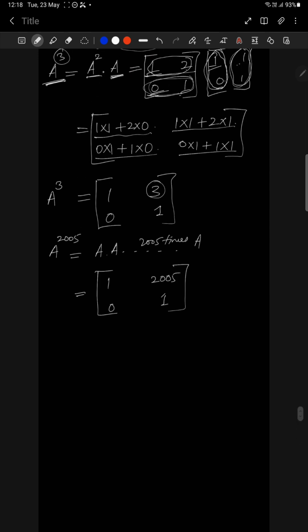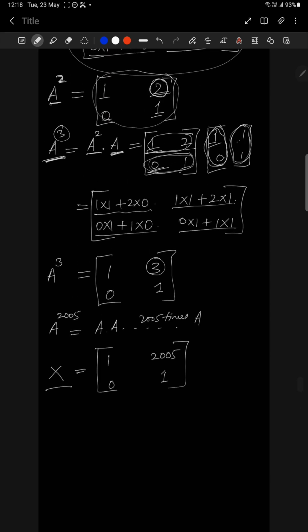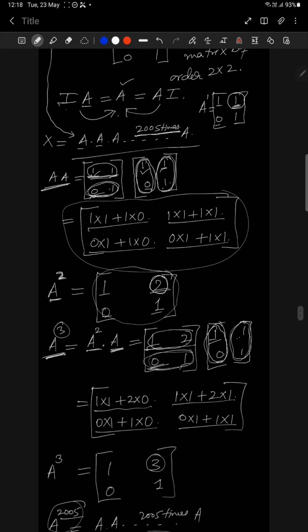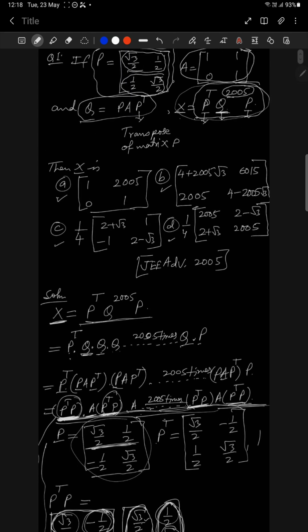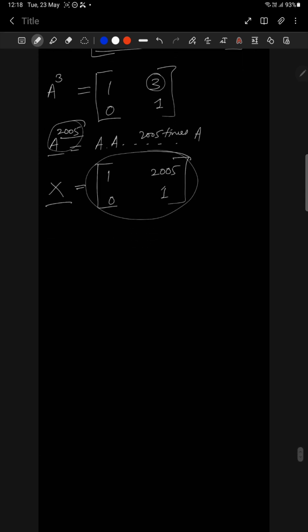Alright, so this was actually what we started to find, the value of capital X, and this capital X has emerged out to be a to the power 2005, and a to the power 2005 has come out to be this much. So let us see the options. I think this option is correct. Means option A is the answer for this particular question. This problem was asked in 2005 JEE Advanced. So option A is true. That is the answer. I hope you all have understood this. Thank you.